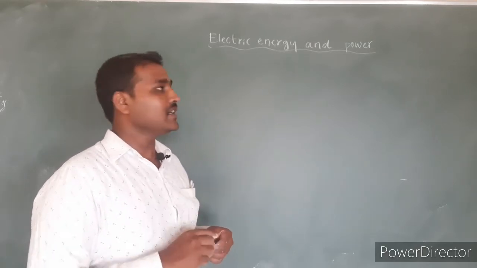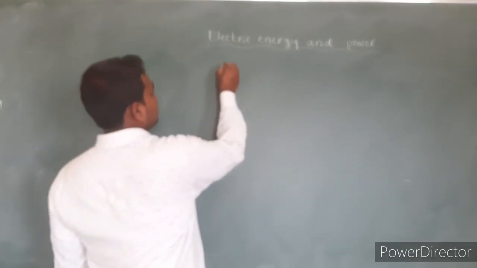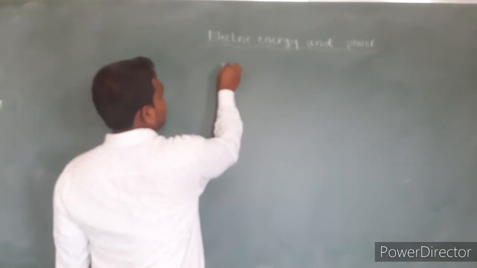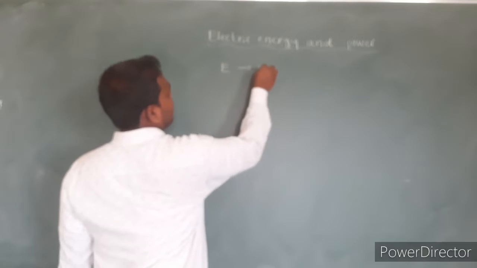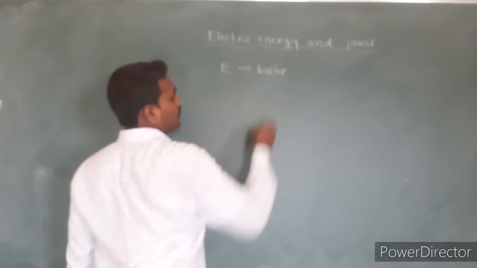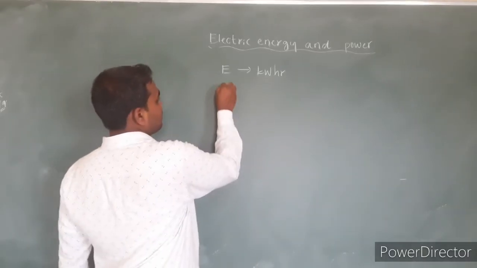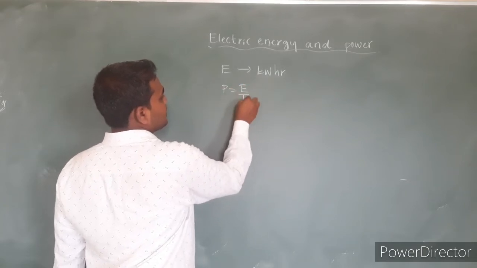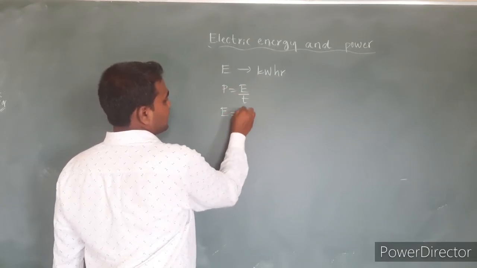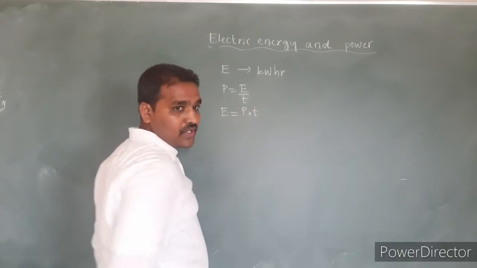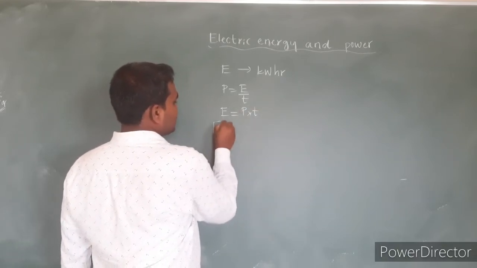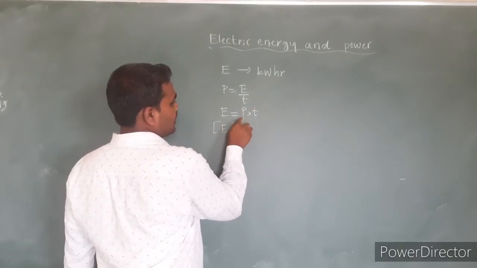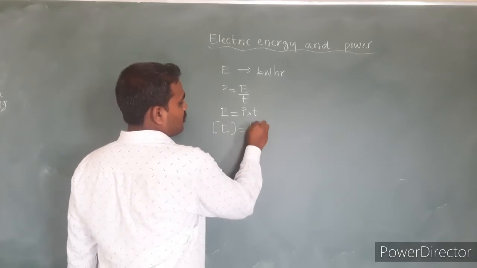But conventionally, for electric energy we use the unit of kilowatt hour. Just now we have written power equal to electric energy per unit time. I can write electric energy is equal to power into T. The unit of this energy can be written as: the unit of power is kilowatt.